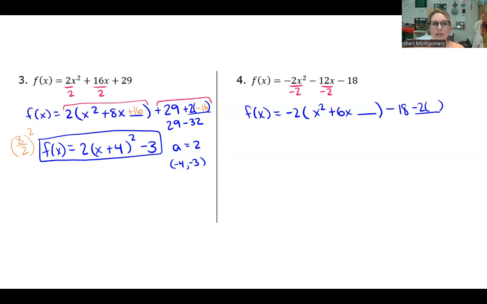So the parentheses are going to look identical. So here I have minus 2 and then parentheses. Here I have minus 2 and then parentheses.